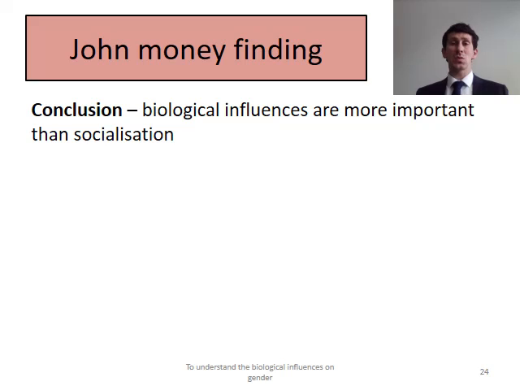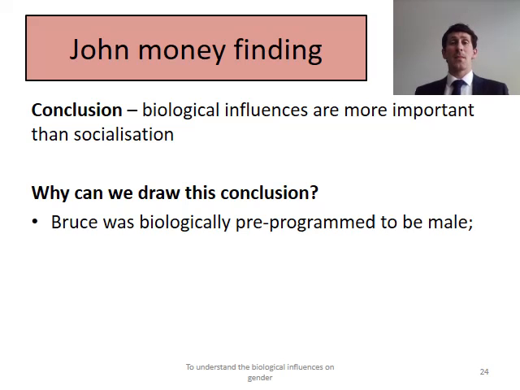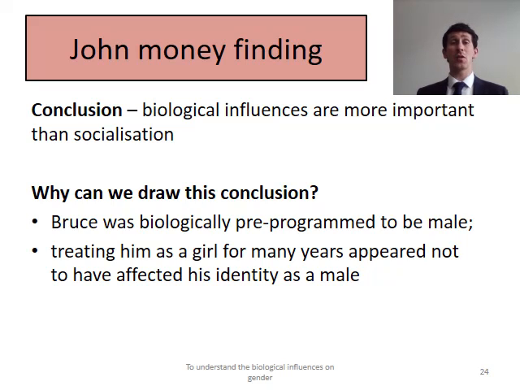So, what does it tell us? What does John Money's study of David Reimer actually tell us? It tells us that biological factors are more important than socialisation. David Reimer was biologically pre-programmed to be male, and treating him like a girl for many, many years did not appear to have any effect over his identity as a male. And it's that biologically pre-programmed part that's really important.